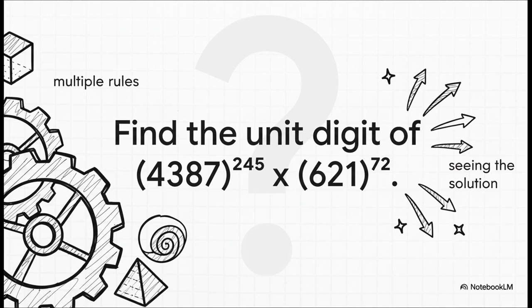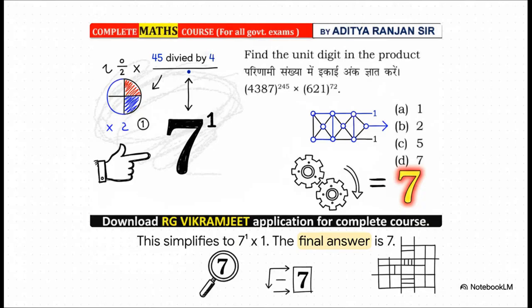All right, one final puzzle, this time with multiplication. This one combines a couple of our rules. Can you see the solution already? I bet you can. Okay, let's do this. First part, 4387 to the 245th. We only care about the 7, and for the power, we only care about the last two digits, 45. So divide 45 by 4, the remainder is 1. This whole thing just becomes 7 to the power of 1, which is just 7.